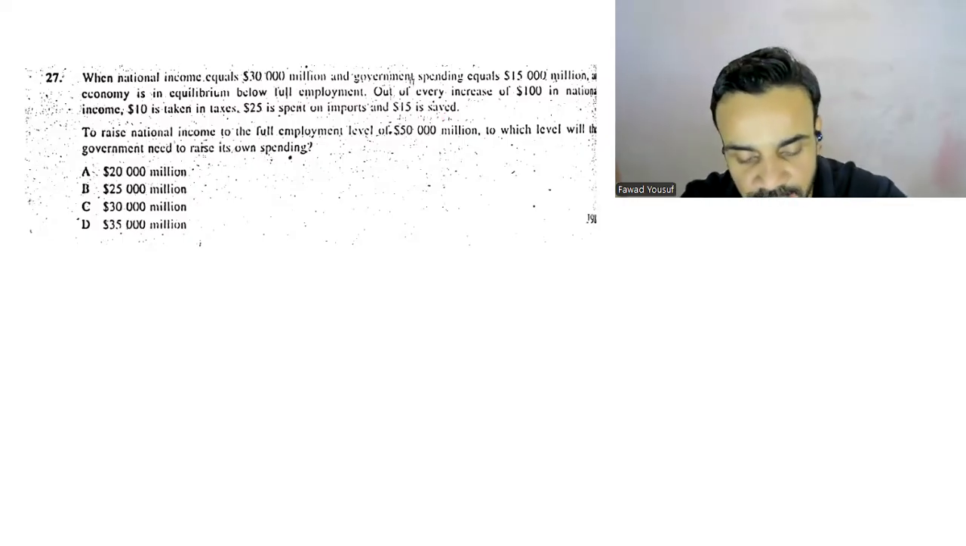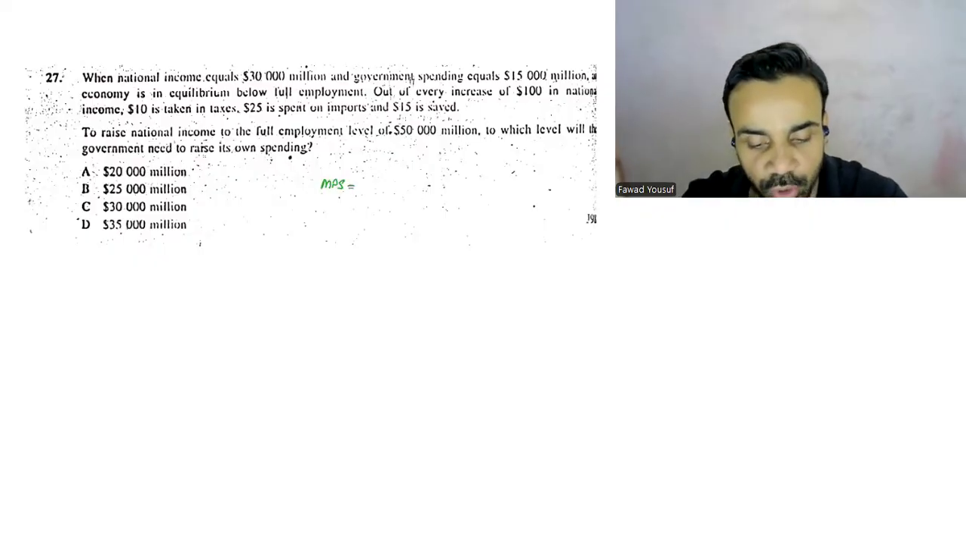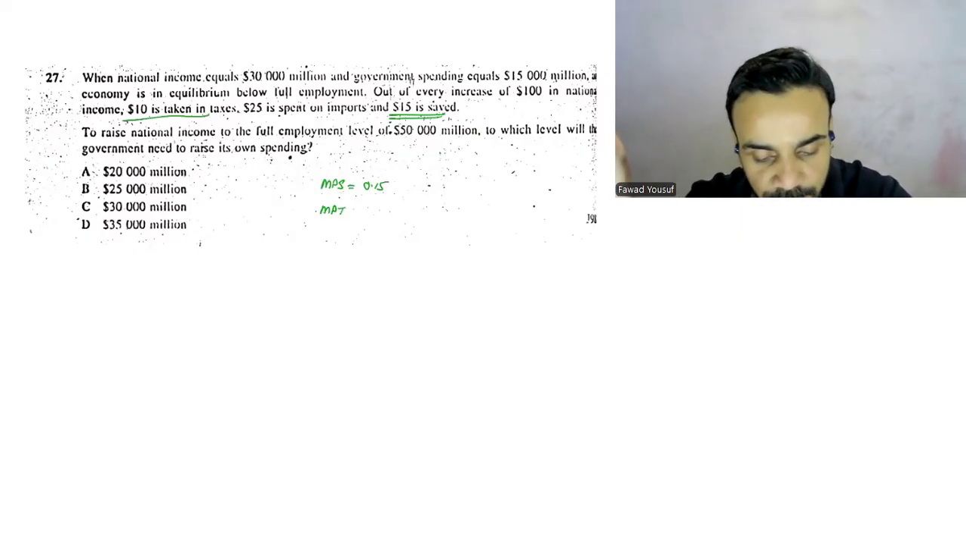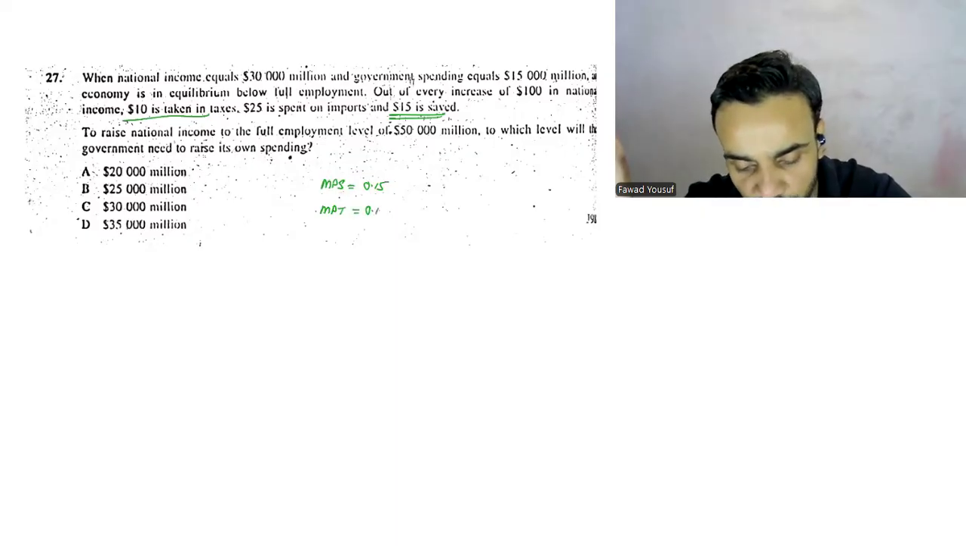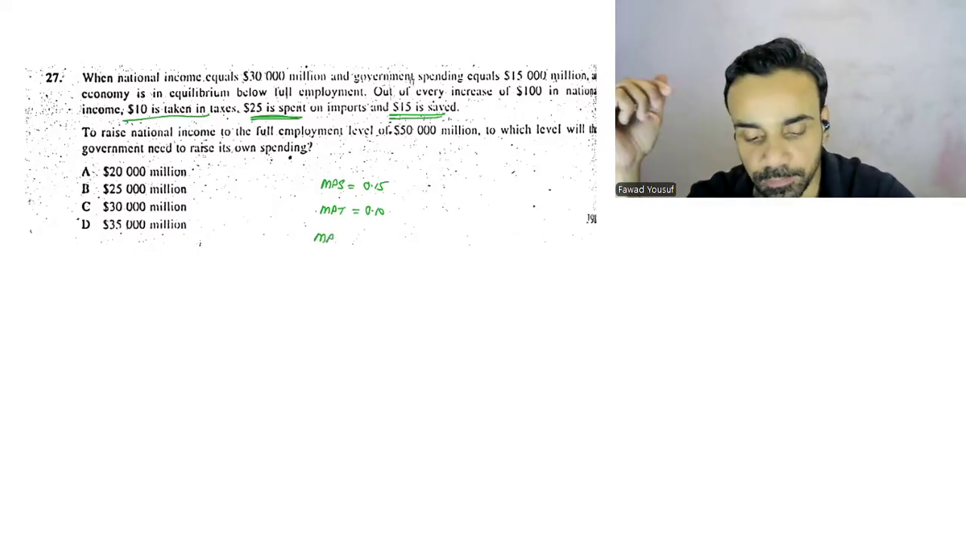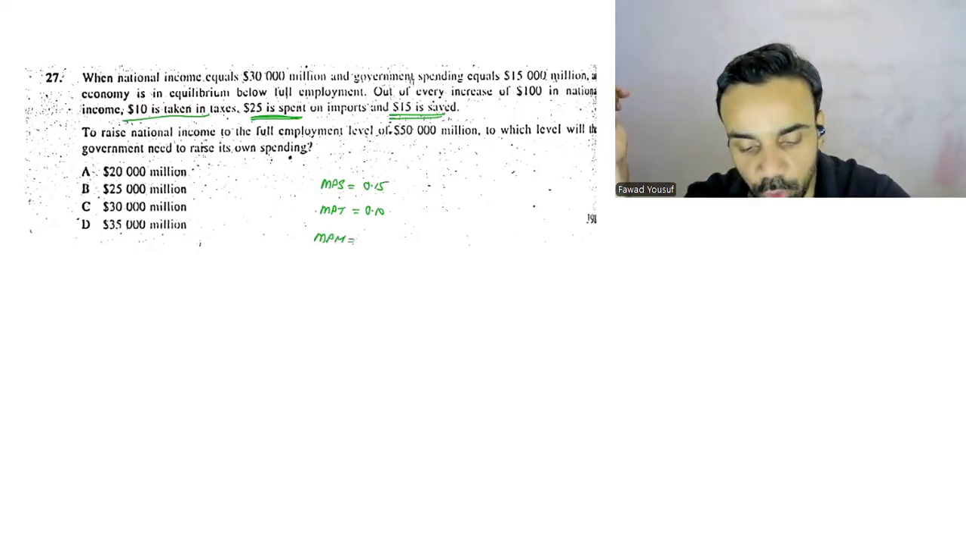Basically, what they're doing is, in a very complicated way, they're telling you, जो MPS है, वो 0.15 है, जो MPT है, वो 0.1 है, और जो MPM है, वो 0.25 है.